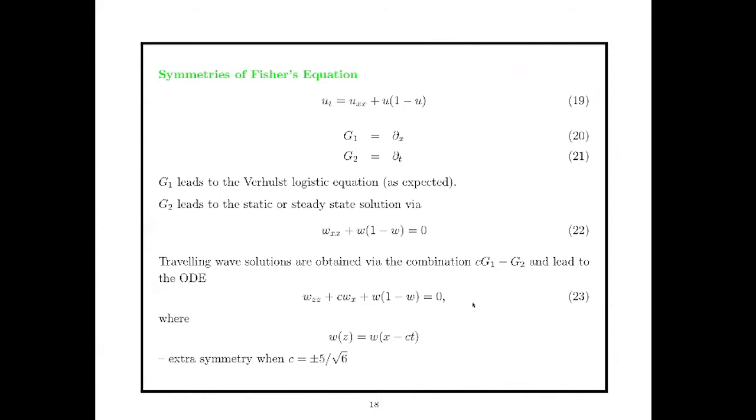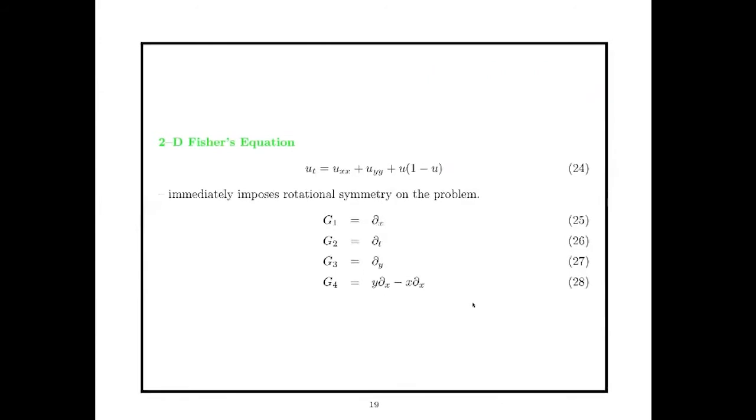So this was Fisher's equation in one dimension. Obviously, one would like to look at it in higher dimensions as well, because we don't tend to just have one-dimensional movement. And the obvious generalization is to 2 dimensions. And interestingly, as soon as you do that, even though you're just looking at movement in 2 dimensions, this immediately imposes rotational symmetry on the problem.